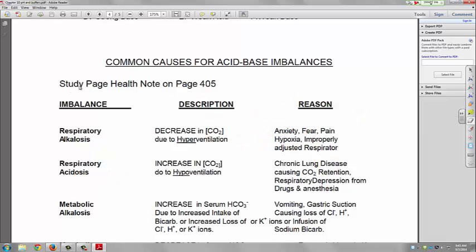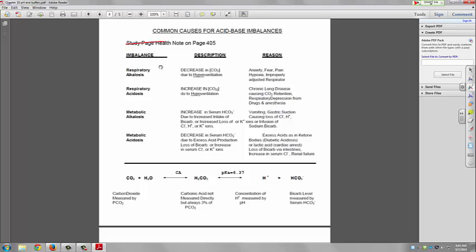This last part here says study page, health note, page 405. This is not found in your book, and I will talk about this, but that will be in a different video, and it will not be on the test. It might be as extra credit, but we didn't go over this at all in lectures, so I'm not going to put this on the test for credit. There's no homework assignment for this, but I do plan on producing another video that talks about the respiratory control of blood pH and this blood buffer, this carbon dioxide, carbonic acid, acid-base buffer. But that'll come in another video.